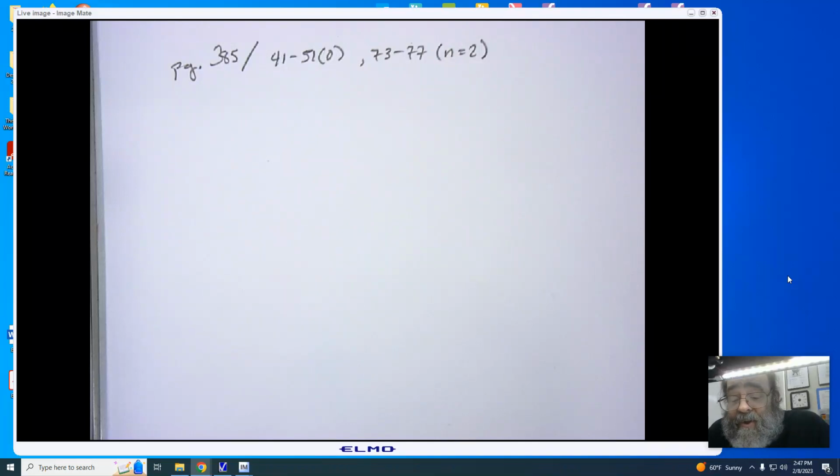This is part 2 from assignment number 8, found on page 385. In this video, I will be continuing with problem numbers 43 through 51 odd, and then looking at Euler's method for 73 through 77, where n equals 2.